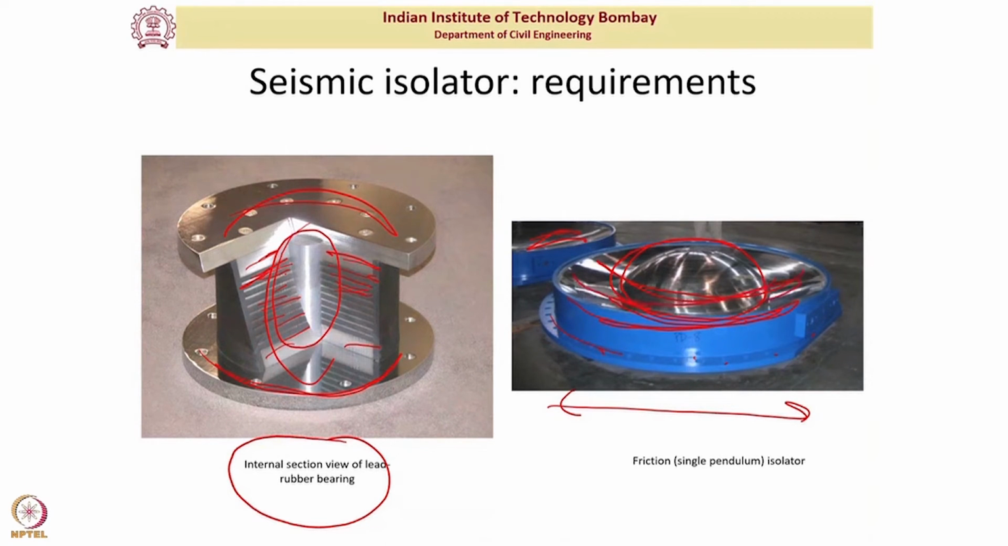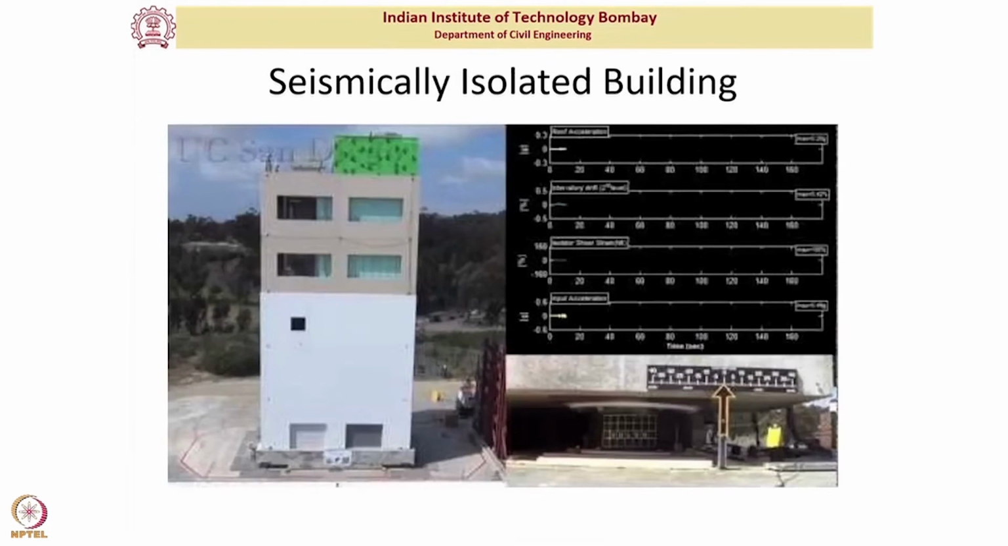Now this sliding surface provides you very low horizontal stiffness. Okay, the curvature provides you restoring force, because it is like a pendulum. If you take a pendulum, the restoring force is mg sine theta. Now these two types of systems, either rubber based elastomeric systems or sliding based systems, are typically used in today's seismic isolation applications. Okay, and we will look into these types of systems further.